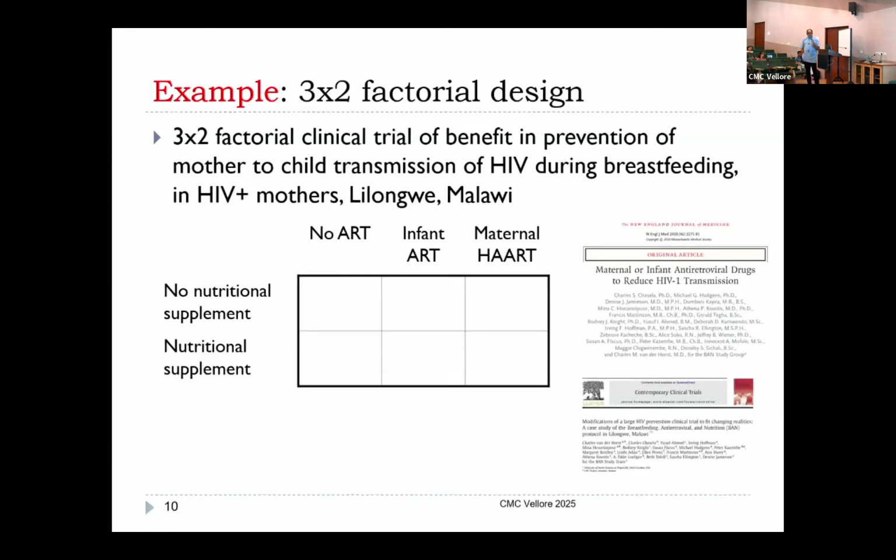However, it was also known to these folks that these are very poor women who are nutritionally deficient, and they did not know whether a nutritional supplement was helpful or would change the effect of the antiretroviral. If you have a nutritional supplement, is the effect of the antiretroviral better than if you don't? So they were interested in the joint, synergistic effect. So it was a 3x2 factorial design.